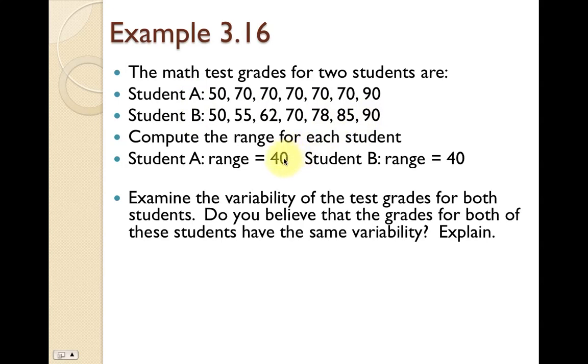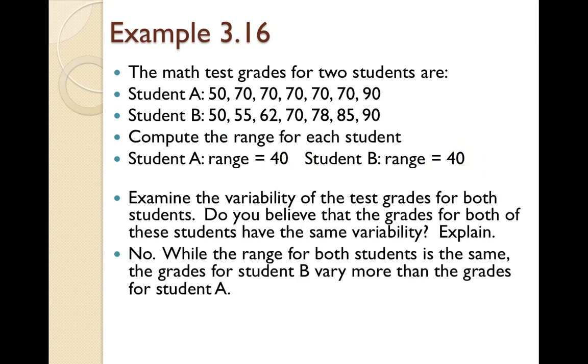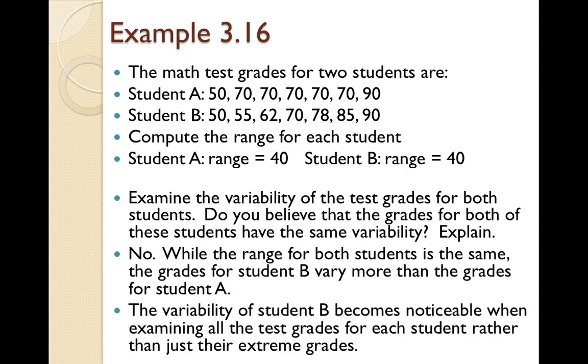Now, how would you know that if you were only provided with the range? The range does give us some degree of variability. It tells us the spread of data values. However, two distributions that have the same exact range could have very different data values in between the largest and the smallest. So our answer here is no. While the range for both students is the same, the grades for student B vary more than the grades for student A. The variability of student B becomes noticeable when examining all the test grades for each student rather than just their extreme grades. So that's how you can answer this question given an explanation.